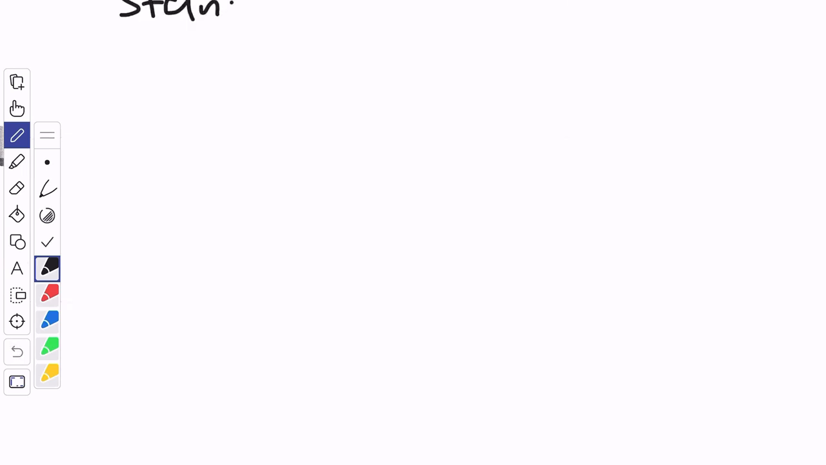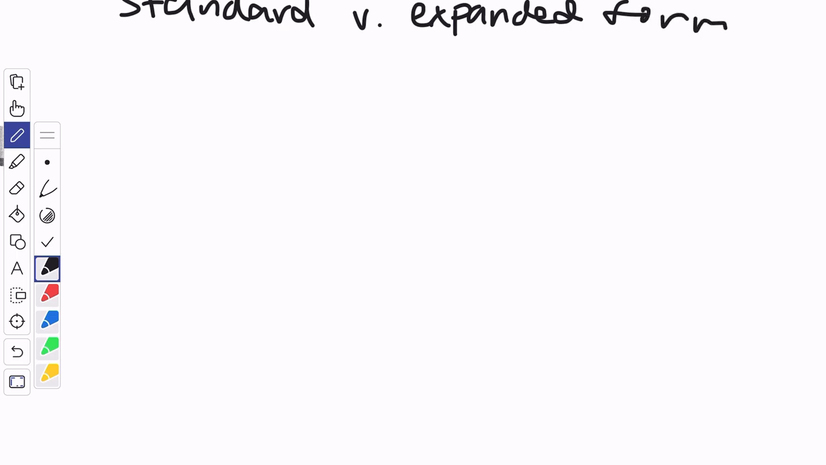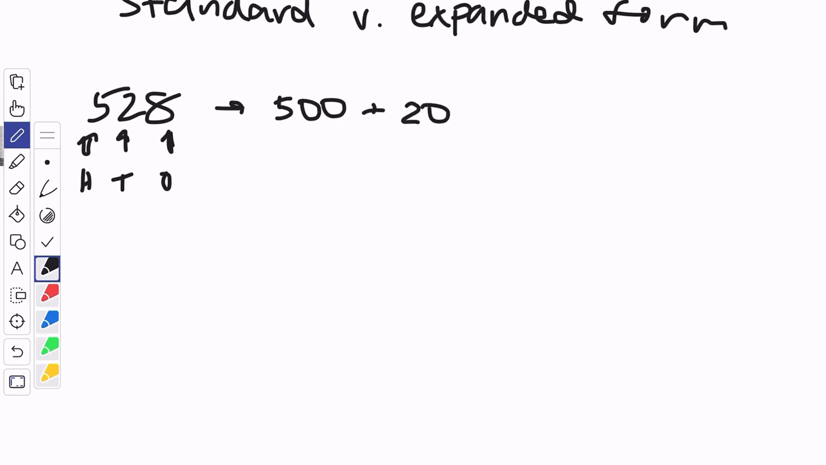So a quick lesson on standard versus expanded form. Say we have the number 528. Expanded form is we take the hundreds, tens, and ones place. So this is the hundreds place, this is the tens place, and this is the ones place, and then we expand them out. So how many hundreds are there? There are five hundreds, there are two tens, and there are eight ones. So this is how we would write it expanded.